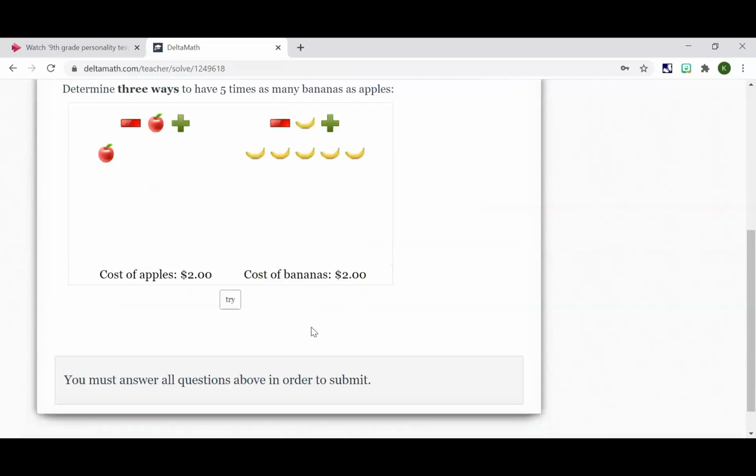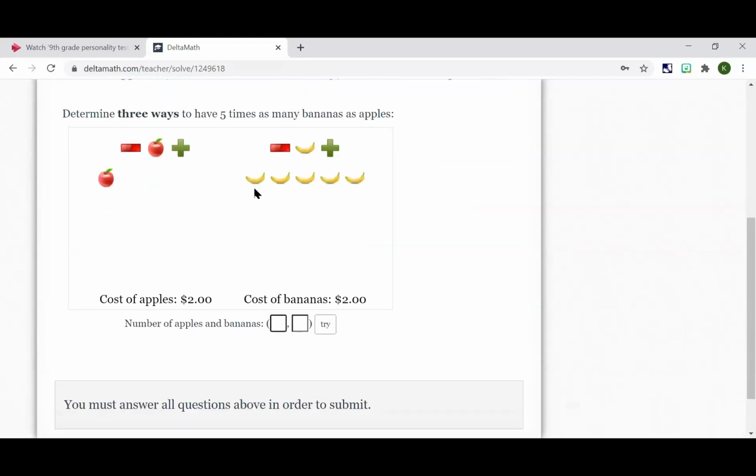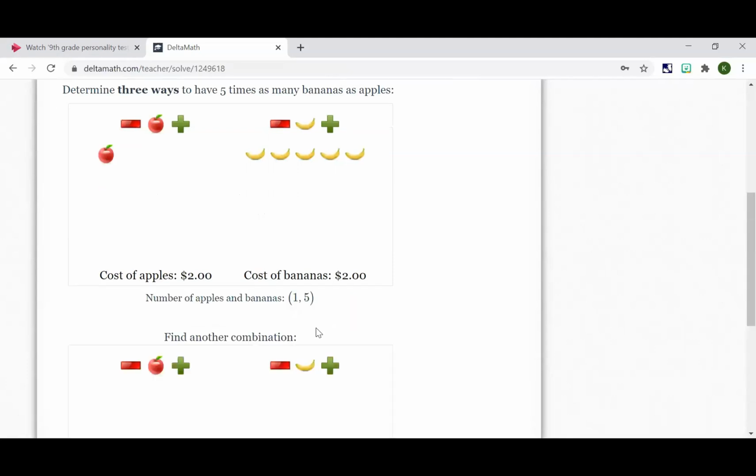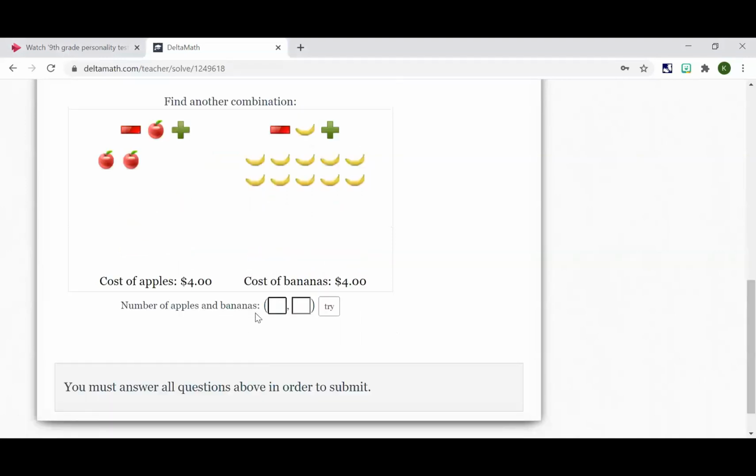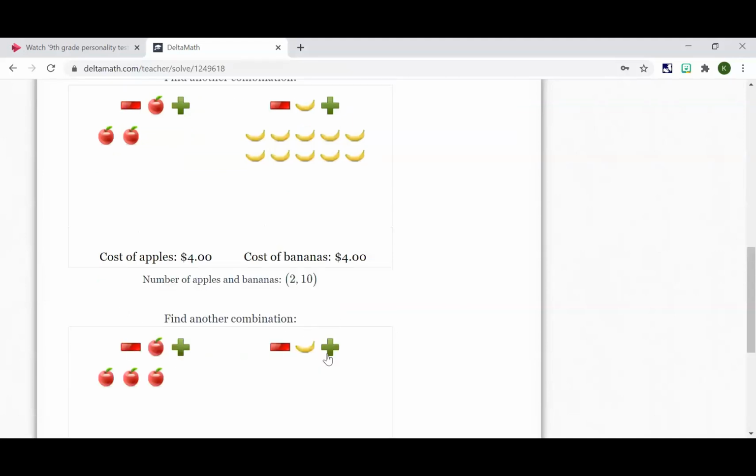5. So right here, if you click try and it doesn't work, you did something wrong as far as the 5 times. But then you're going to put 1 apple and 5 bananas right here. And then here, we could do 2 apples and 10 bananas. And 3 and 15.